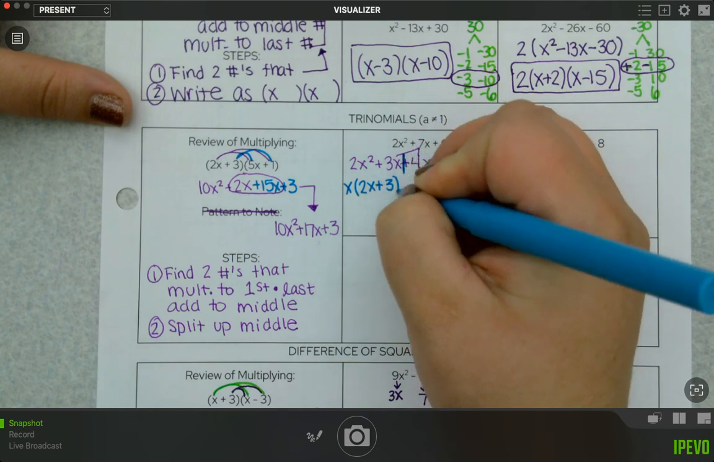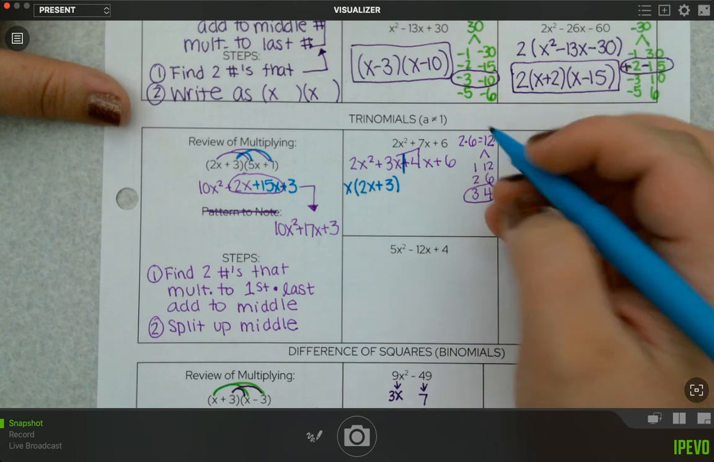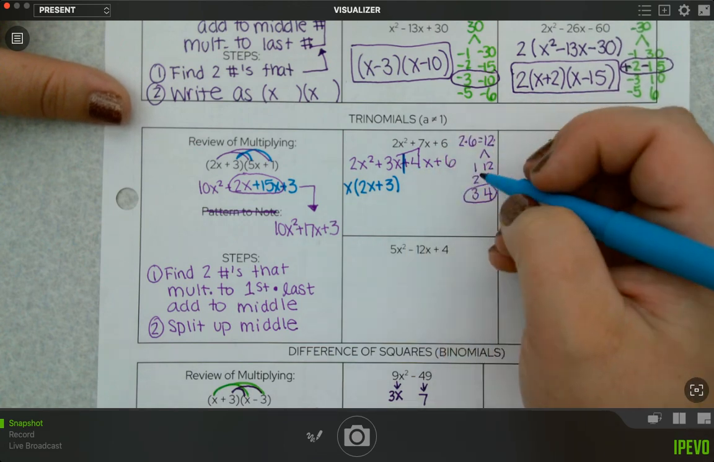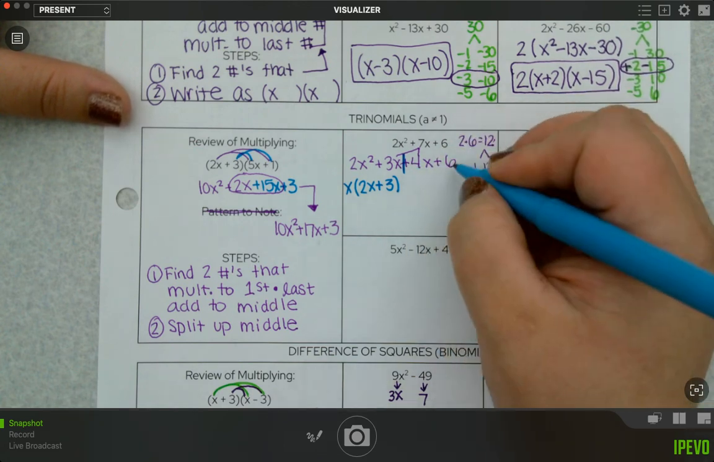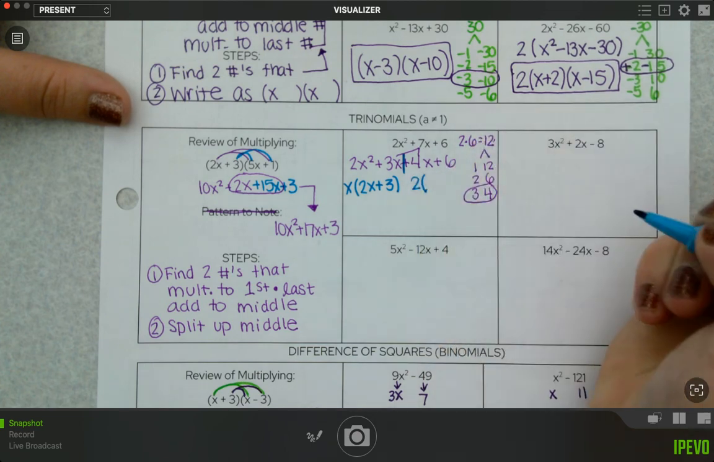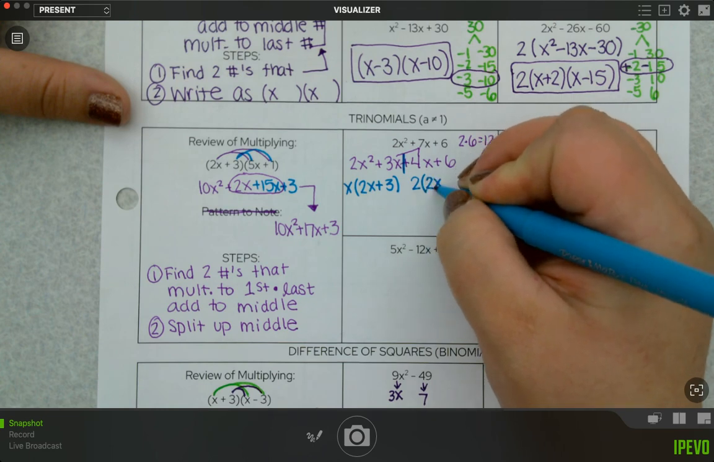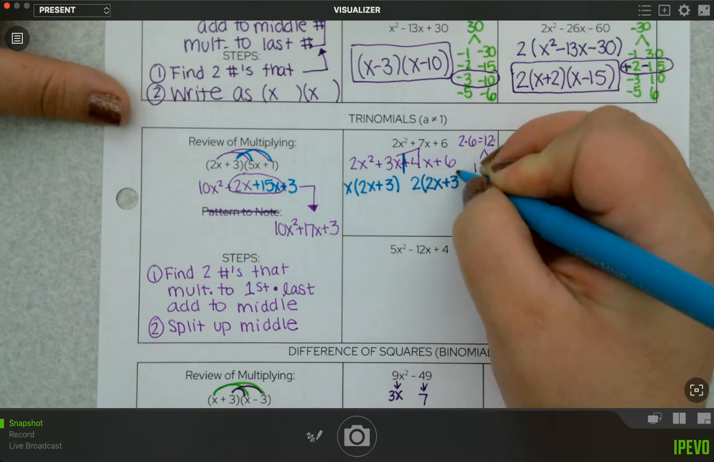And then over here, 4 and 6, 2 goes into both of those. But they don't have an x. They don't both have an x because the 6 doesn't. So it's just going to be 2 by itself. And then 4 divided by 2 is 2. 6 divided by 2 is 3.